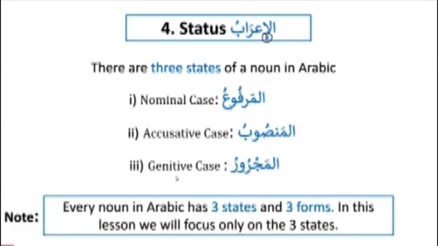Now, initially it looks slightly difficult. Also, we feel like it's too much information, but inshallah, as I said, it's a one-time investment, and once we go through all this process, things will be inshallah much easier. Every noun in Arabic has three states, as we can see over here: al-marfu', al-mansub, and al-majrur, and three forms. In this lesson, inshallah, we will focus on the three states and one form. So we are not discussing three forms, we will discuss three states and one form, and inshallah the rest of the two forms we will discuss in the next lesson.